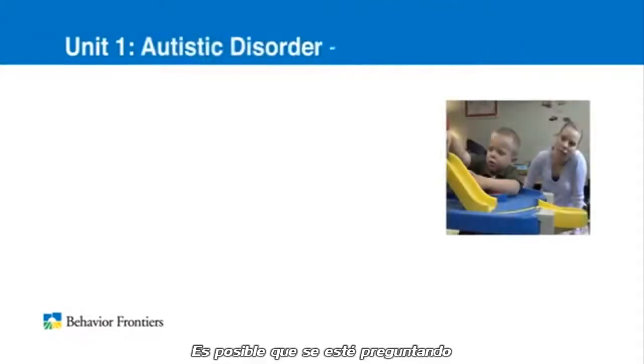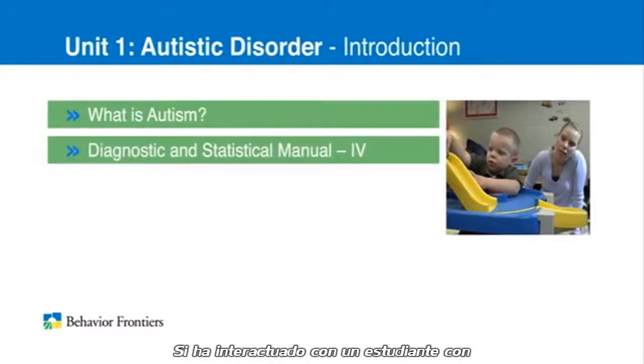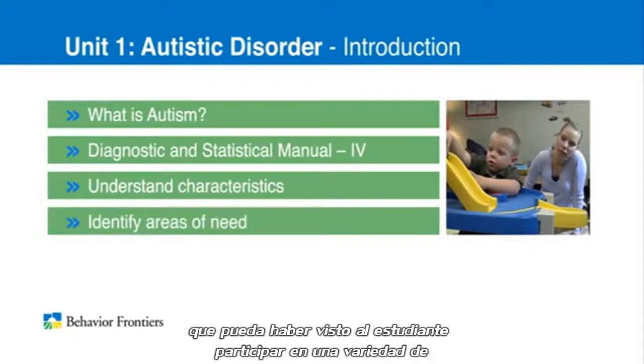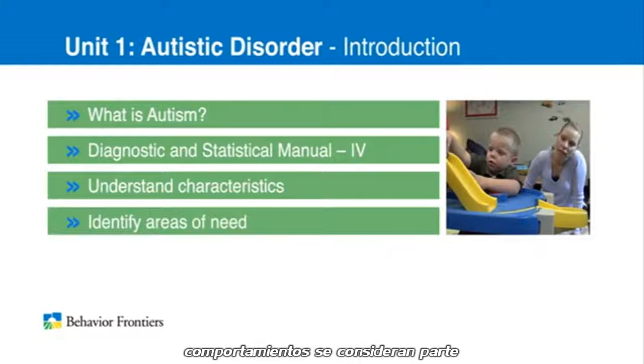You may be wondering what exactly is autistic disorder or autism. If you have interacted with a student with autism now or in the past, you may have seen the student engage in a variety of behaviors, but you weren't sure which behaviors were considered part of the student's autism diagnosis. In this unit, we will explain the symptoms of autism as described in the Diagnostic and Statistical Manual, 4th edition. Once you understand the characteristics of autism, you will be able to identify areas of need for intervention that you can refer to the student's behavior supervisor.